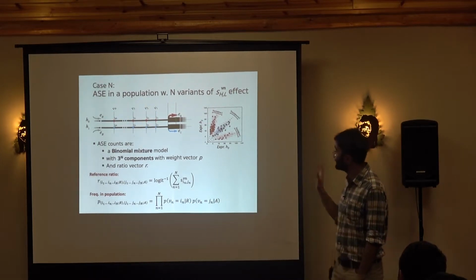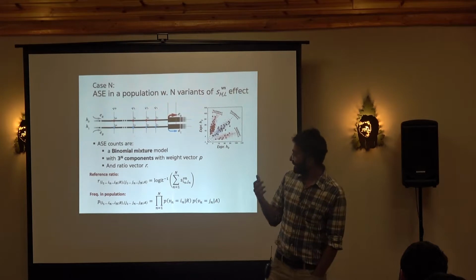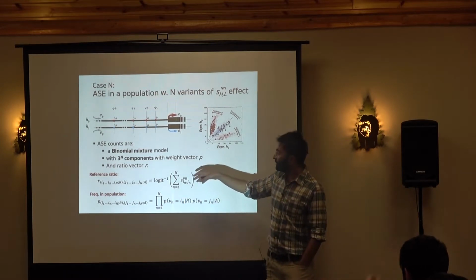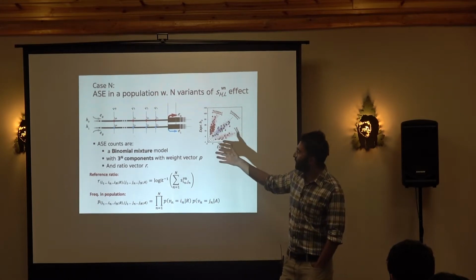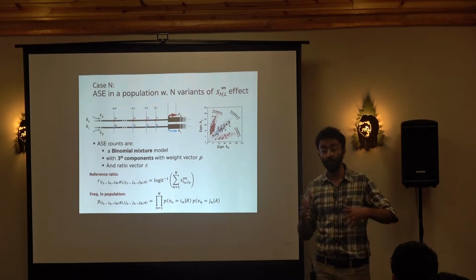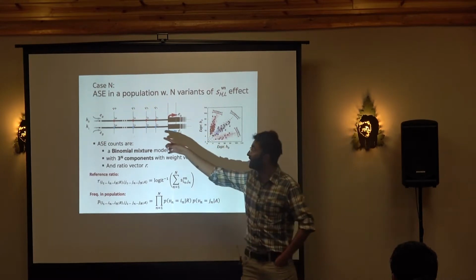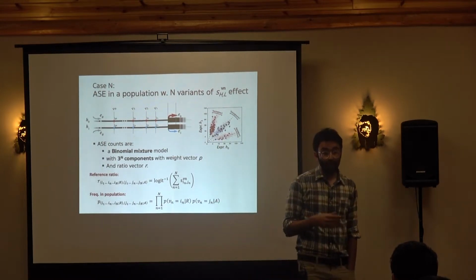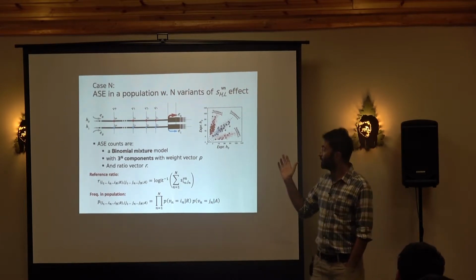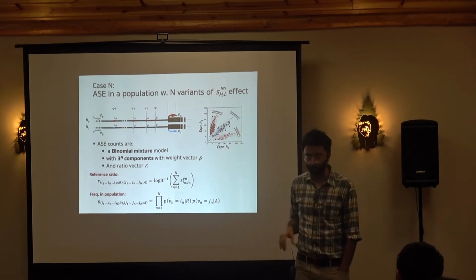Now, this is good, except that we pretty much have none of these parameters. For starters, this would be a binomial mixture model with about 3 to the power of n different components, n being the number of variants. That's just not a type of model that you could learn. There are too many parameters in it, and we don't have any of that.